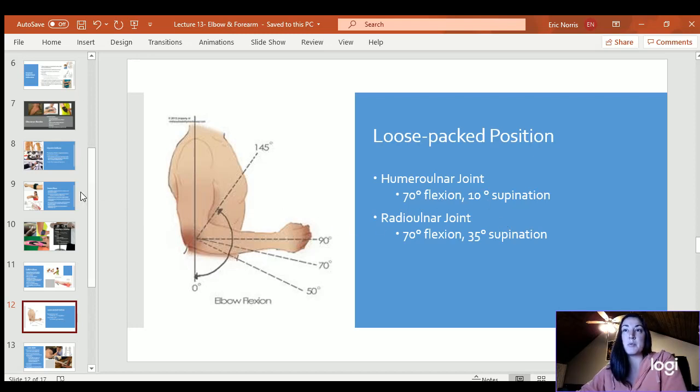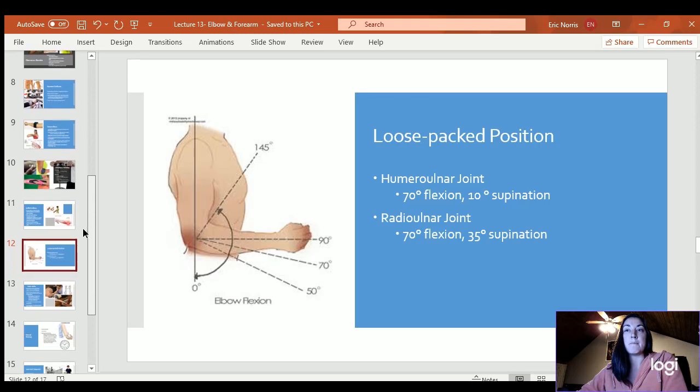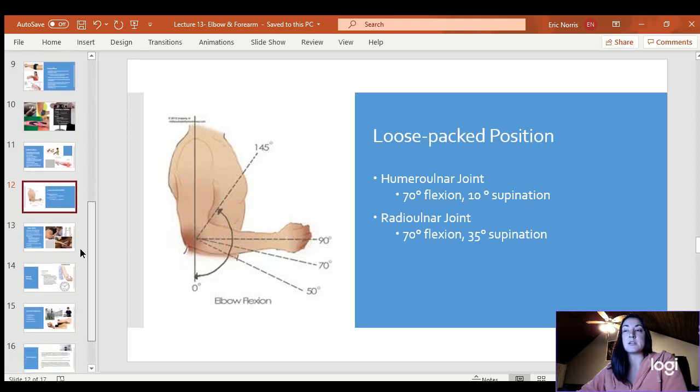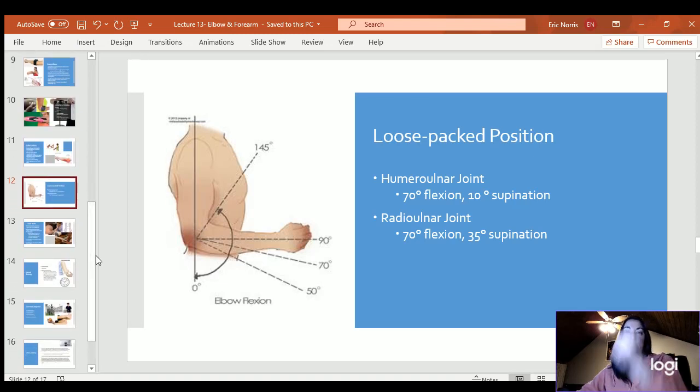And most of the time we will do our modalities or our joint mobilizations, a lot of those types of things in the loose packed position.